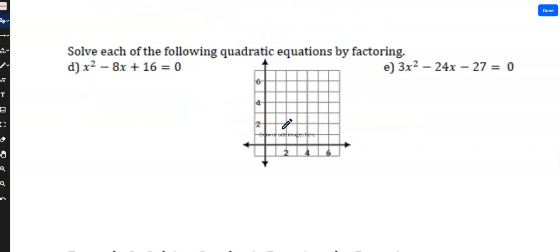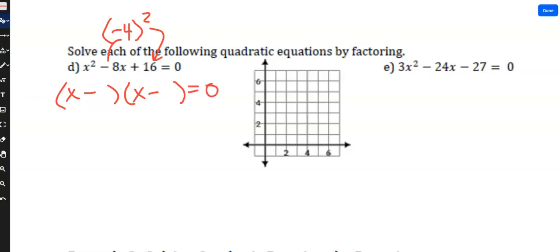Solve each of the following quadratic equations by factoring. Okay. Alright, so let's see here. If I factor this, does this have that pattern where we take half of the middle value and square it, and we get the end value? Oh, that means that this is a perfect square. So when I do my factoring, I'm going to have x minus, x minus. Ooh, that's a bad looking minus.